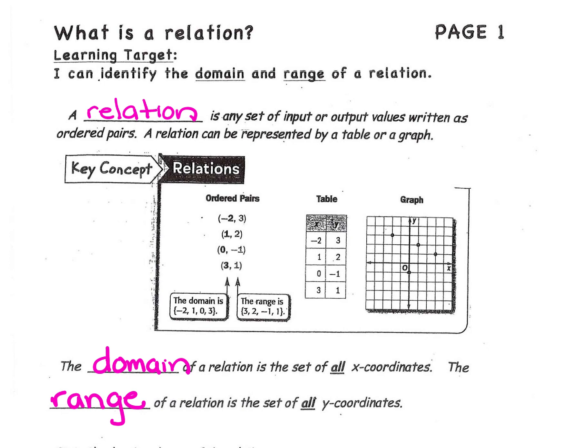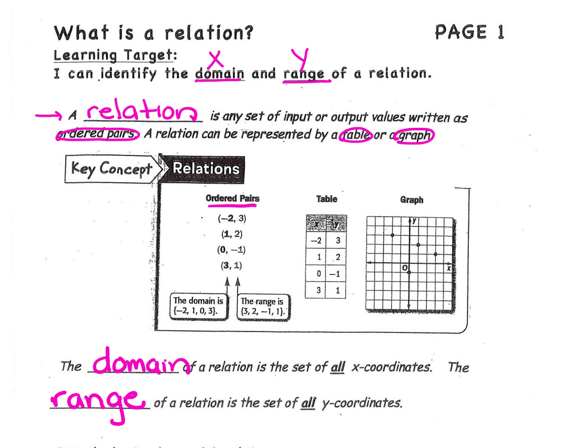Our learning target states, I can identify the domain, that's all your x values, and range, that's all your y values, of a relation. Let's read. A relation is a set of input or output values written as an ordered pair. A relation can be represented by a table or a graph. Let's take a look at the ordered pairs we've been given.